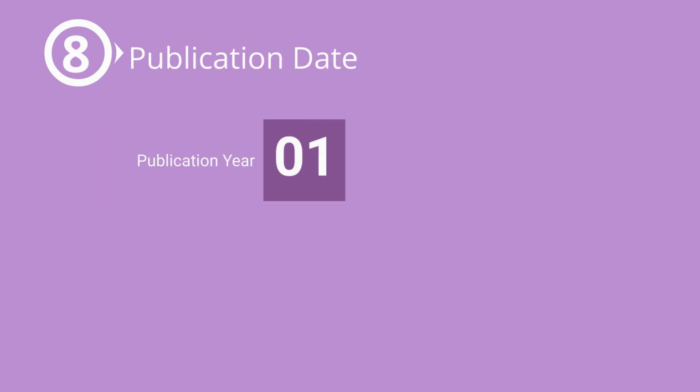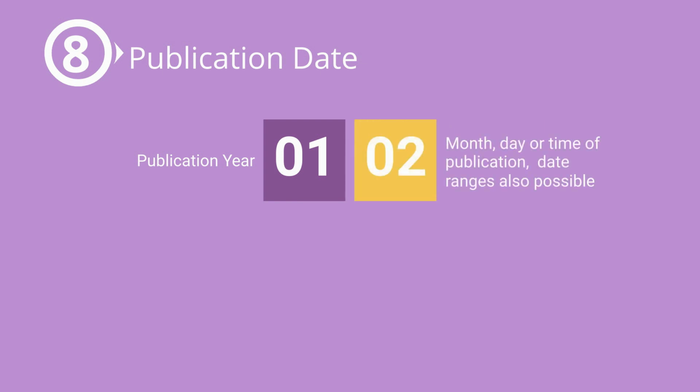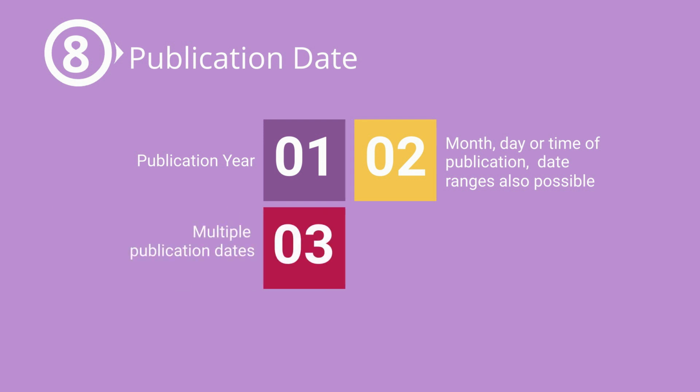When available, always include the publication year. If you know additional details such as month, day, or even time of publication, you can include those components as well if they help the reader locate the source. Date ranges are also an option if applicable. Some sources may have multiple publication dates, so use the date most relevant to your research and the date of the edition used. When a source doesn't include a publication date, use the date of when you accessed the information.